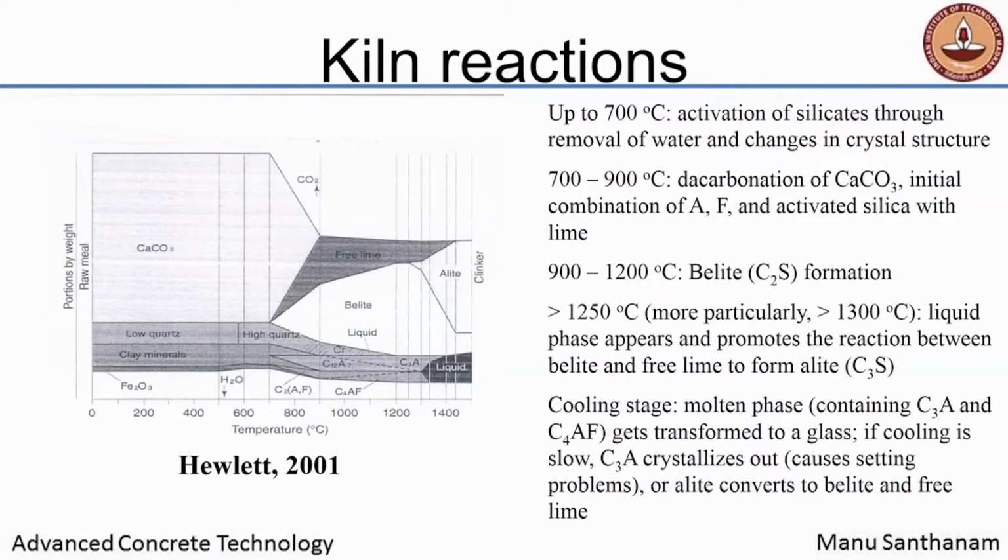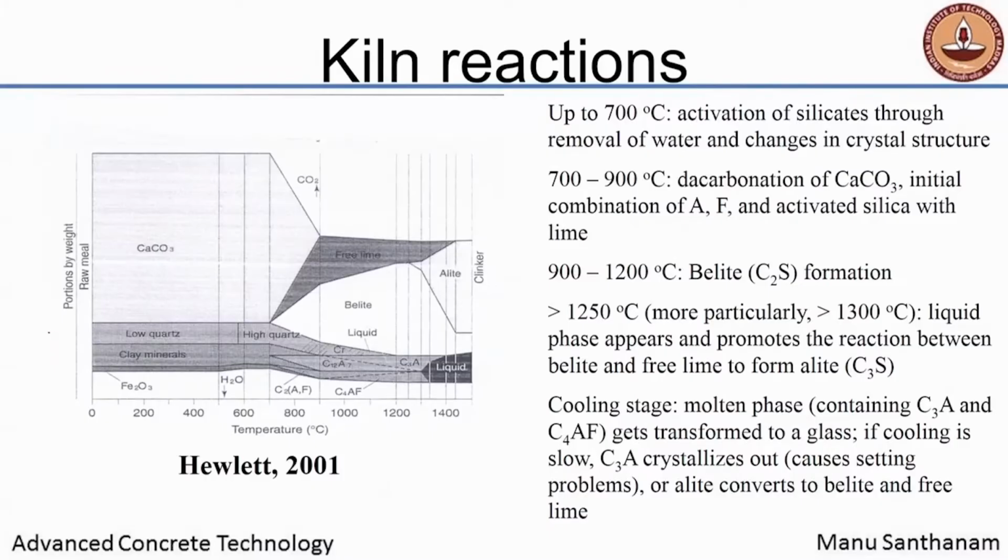We will take a look at it once again in a slightly different schematic, which tells you about the formation of different types of compounds. So here we have the raw meal on the left side. The raw meal contains calcium carbonate. You have some forms of silica which may be low quartz. You have some clay minerals like kaolinite and montmorillonite or illite, whatever is present in the clay that you are using. If iron is not sufficiently available in your raw material, you may have an added component of iron oxide. What happens with increase in temperature is that you are slowly going to convert calcium carbonate into calcium oxide.